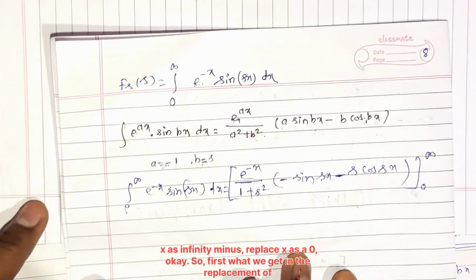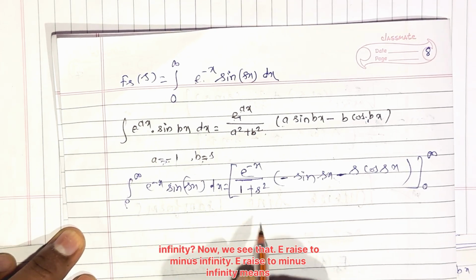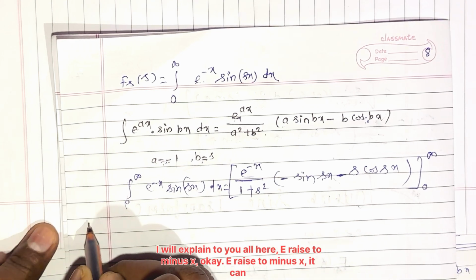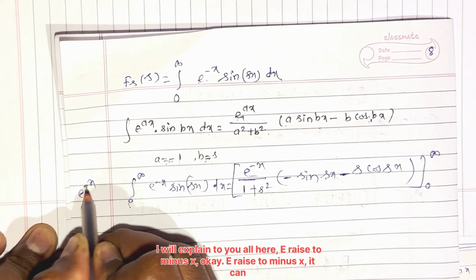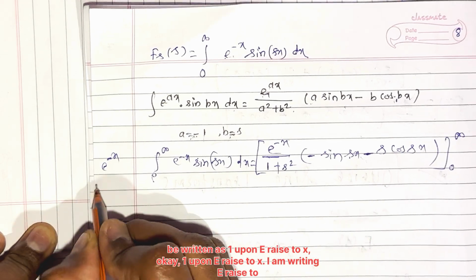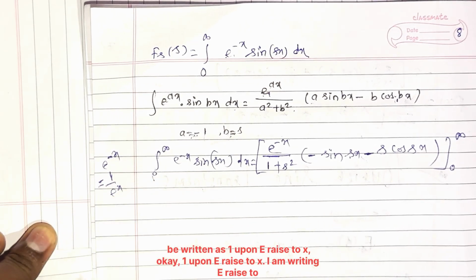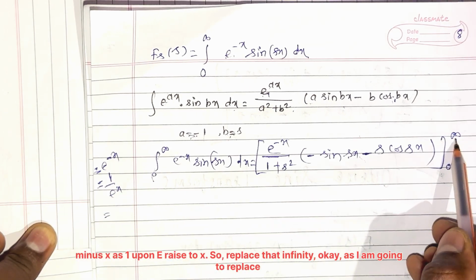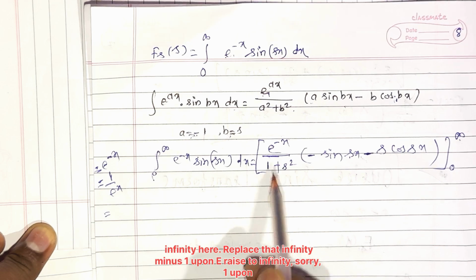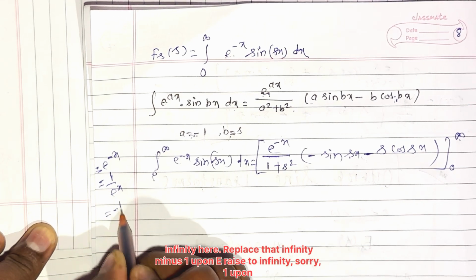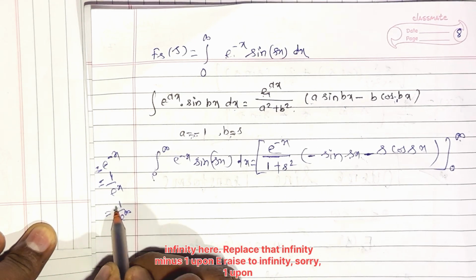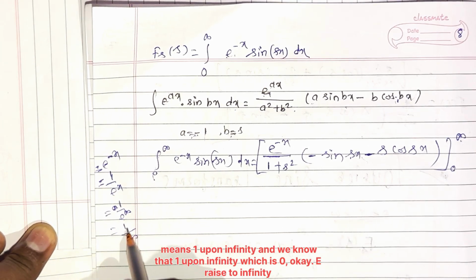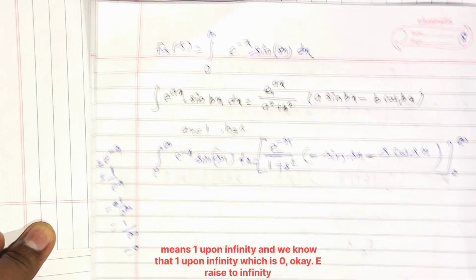First, see what we get on replacing infinity. e raised to minus infinity: I will explain here that e raised to minus x can be written as 1 upon e raised to x. So replacing x by infinity, we get 1 upon e raised to infinity. And e raised to infinity is the biggest term, that means 1 upon infinity, and we know that 1 upon infinity is 0.